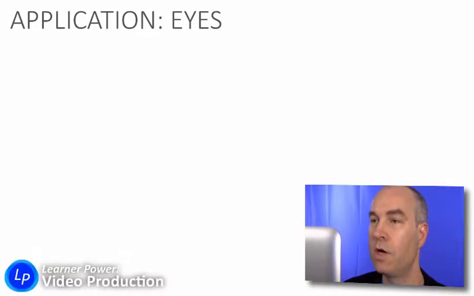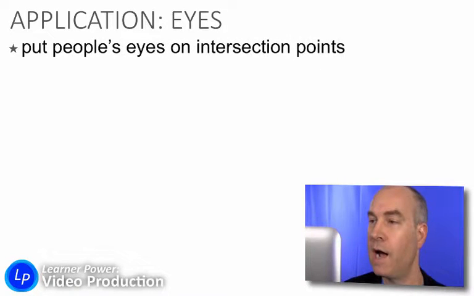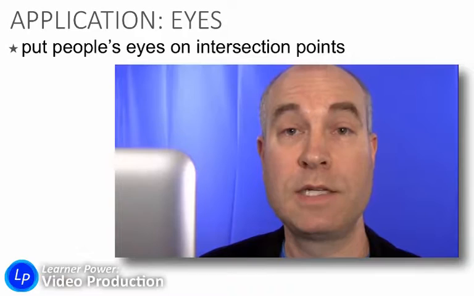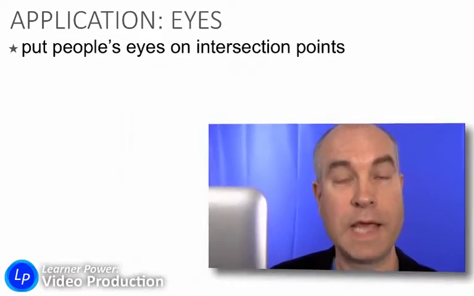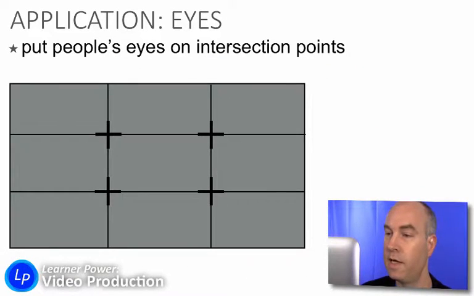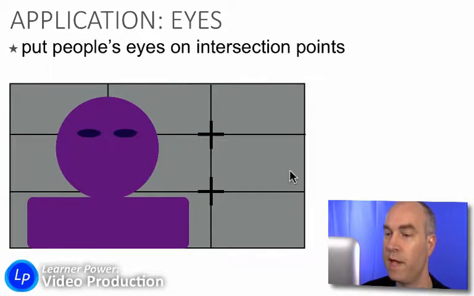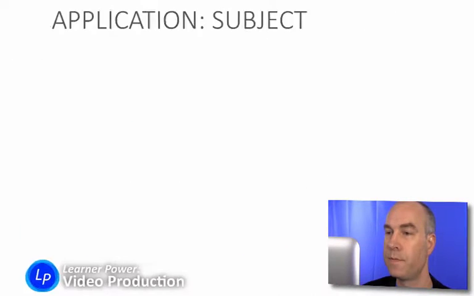How's that going to look? Well, let's talk about eyes first of all. When you're shooting a human subject, their eyes go on an intersecting line. The eyes always on an intersecting line. Here's a grid with the 4 intersecting points marked, and here comes a human subject, and we have put that person's eyes on that intersection point right there. So where this line and this line cross, that's where we want this person's eyes. That's a medium close-up, by the way, head and shoulders.